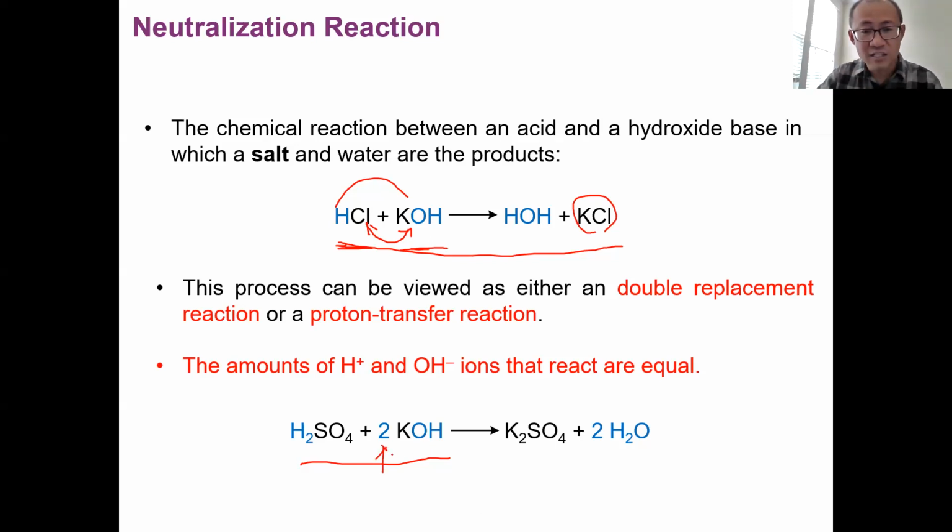You need to balance the equation by adding a 2 in front of KOH, because you need to supply 2 OH minus to neutralize the 2 protons from sulfuric acid. Of course, you get 2 water, right? 2 hydrogen and 2 OH, you get 2 water. And of course, the other product is an ionic compound, K2SO4. Okay, that's the formula of potassium sulfate.